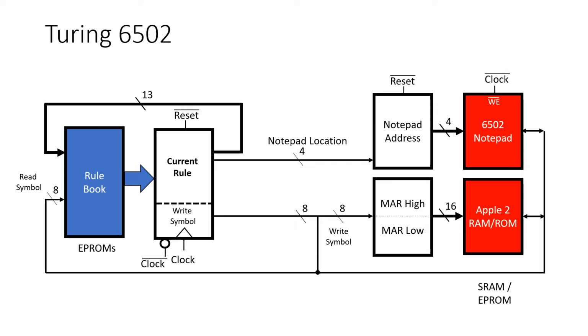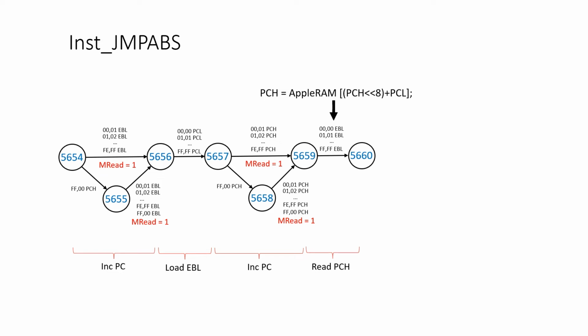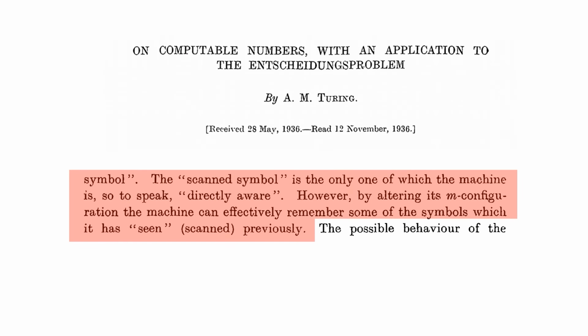But Houston, we have a problem. From our original definition of a Turing machine, when we're using the 6502 notepad, we have to read and write from the same location. We can't just read from one 6502 notepad location and write to a different location in the one clock cycle. It seems like Alan Turing foresaw this problem and suggested a solution in the paper. "The scan symbol is the only one which the machine is, so to speak, directly aware. However, by altering its m-configuration, the machine can effectively remember some of the symbols which it has seen previously."